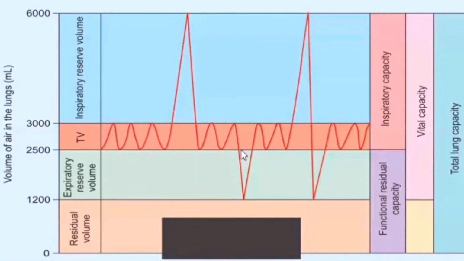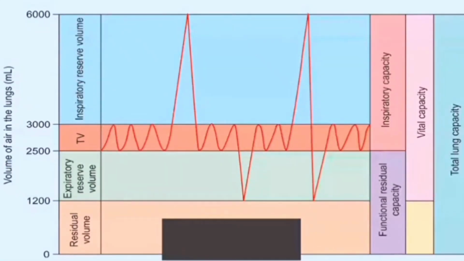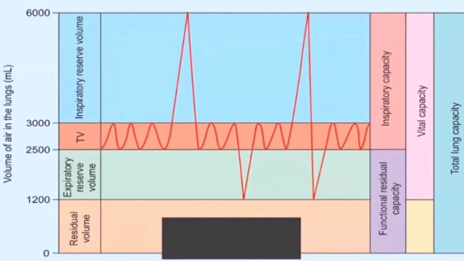So this is a normal graph. This is the tidal volume, the normal amount of air breathed in and out of the lungs. See this, 2500 to 3000, the total amount is 500 ml. That is a normal tidal volume. And 1200 is the residual volume. So from 1200 you have to go up till 6000.